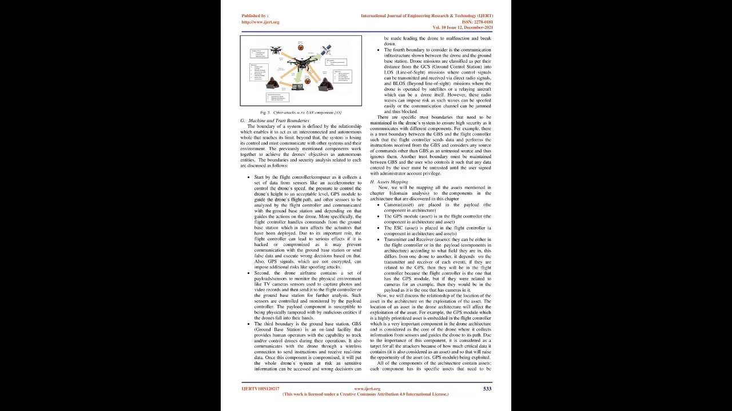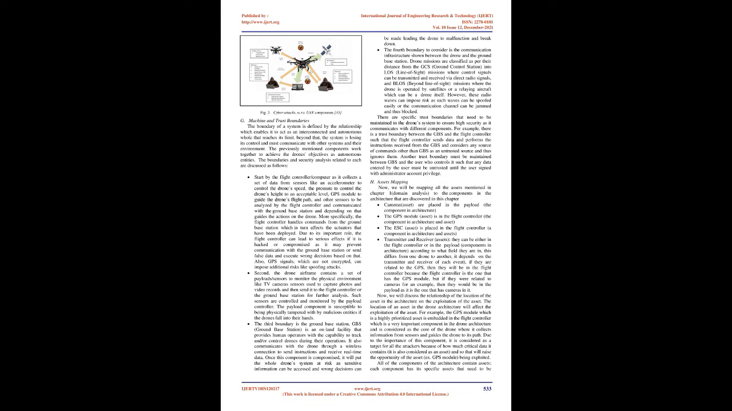System and trust boundaries. The boundary of a system is defined by the relationship which enables it to act as an interconnected and autonomous whole that reaches its limit. Beyond that, the system is losing its control and must communicate with other systems and their environment. The previously mentioned components work together to achieve the drone's objectives as autonomous entities. The boundaries and security analysis related to each are discussed as follows.